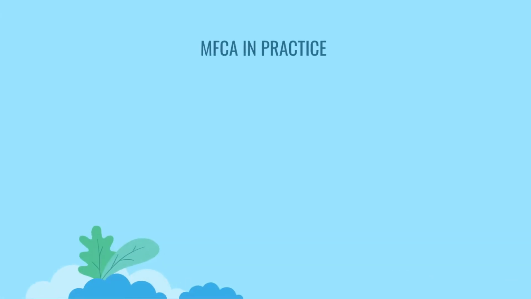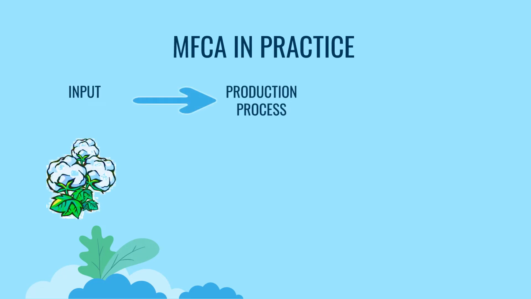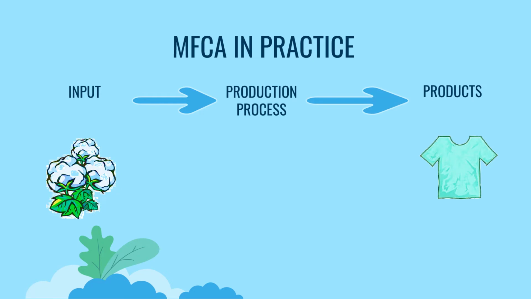How does this MFCA work in practice? In its most simple form, MFCA works on the principles of mass or material balance. The flow and stocks of materials during production are traced and measured in physical units such as mass or volume. Let's first imagine it applied in a single process in a t-shirt production line.